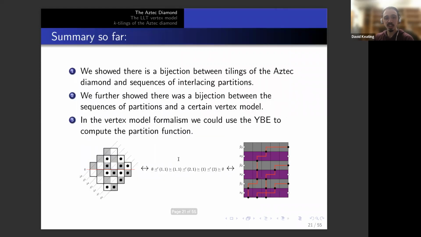Okay, so just to summarize what's happened so far, we have a bijection between tilings of the Aztec diamond and sequences of interlacing partitions. And we also have a bijection between sequences of partitions and a certain vertex model. And then from the vertex model formalism, it's simple to compute the partition function because we have the Yang-Baxter equation.